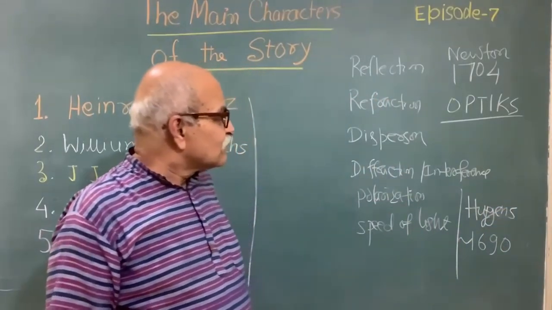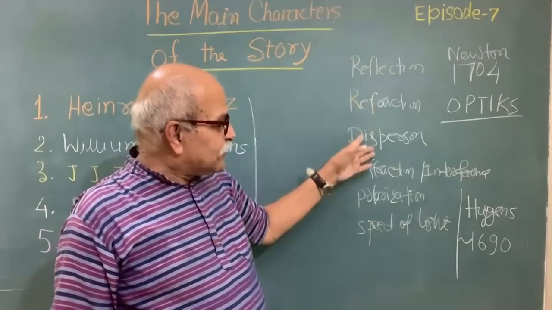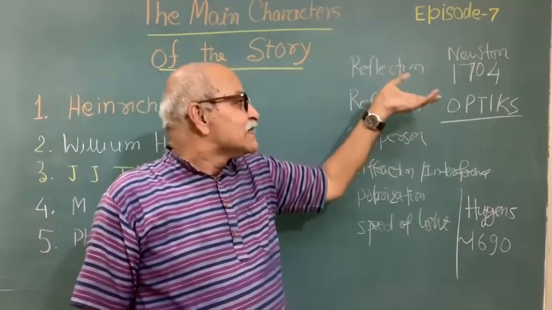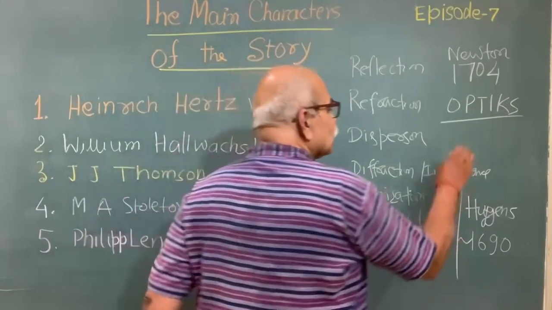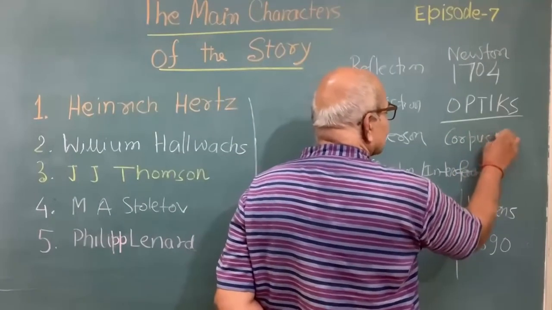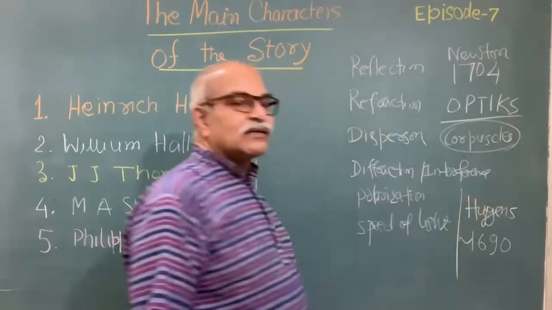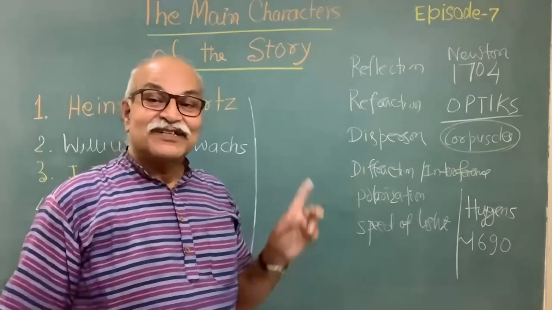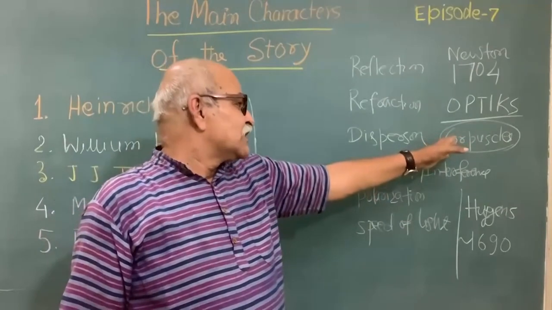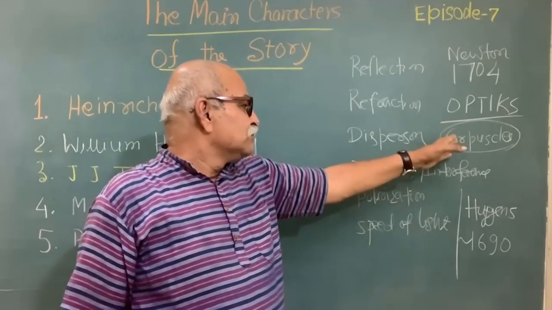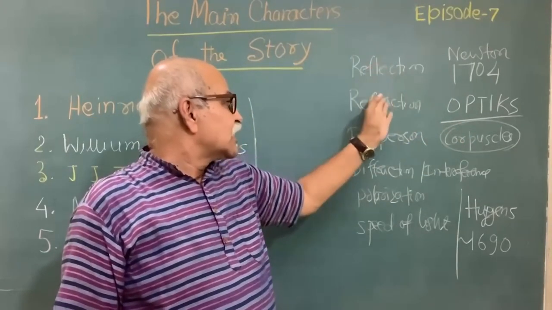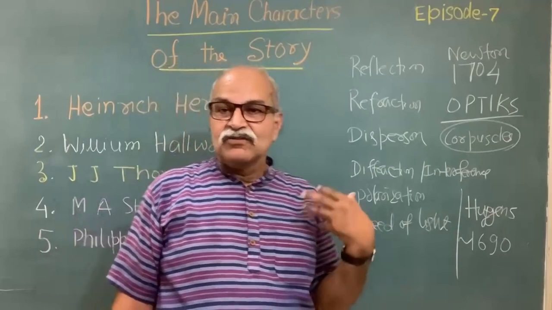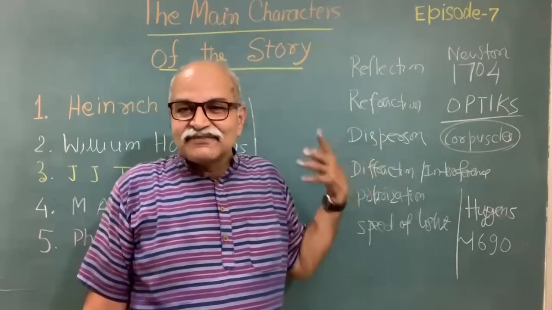Now the thing is that for the same phenomena, when Newton performed the experiments and described them, he describes everything in terms of corpuscles, which are small particles. Light is made of small particles, right? So he uses this description of the particle nature of light, and with it he described all this.